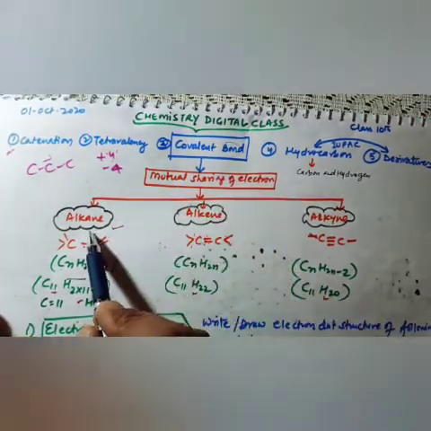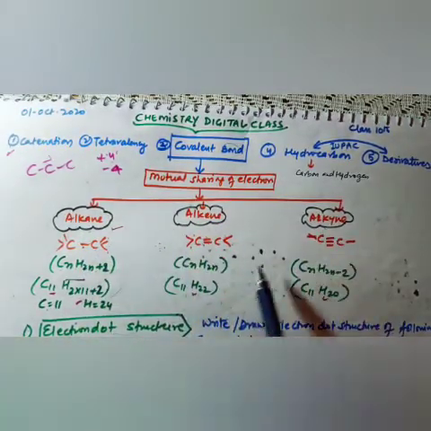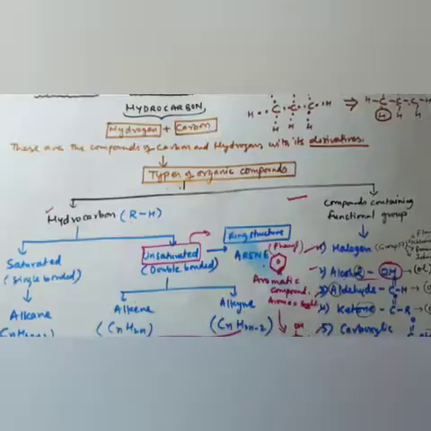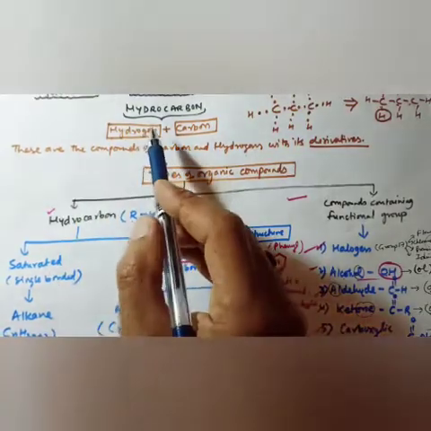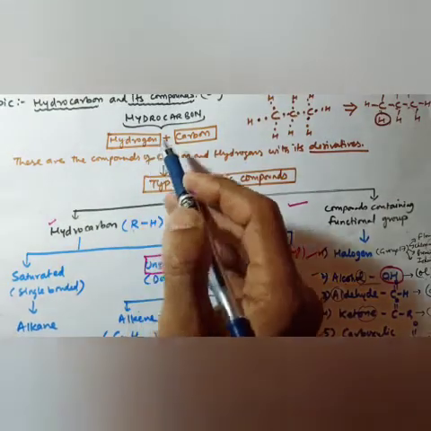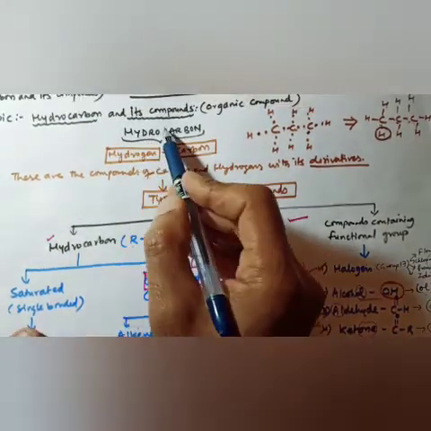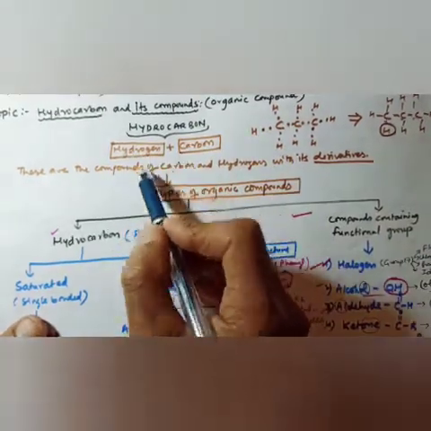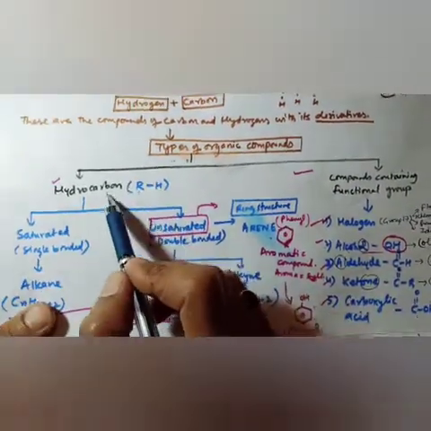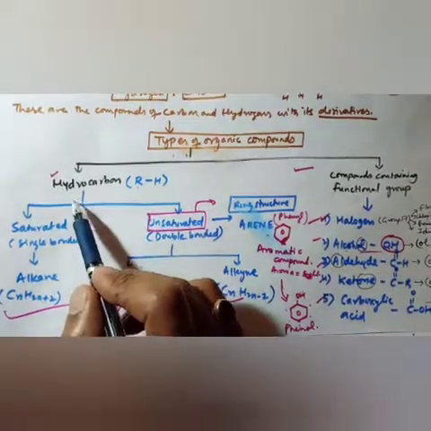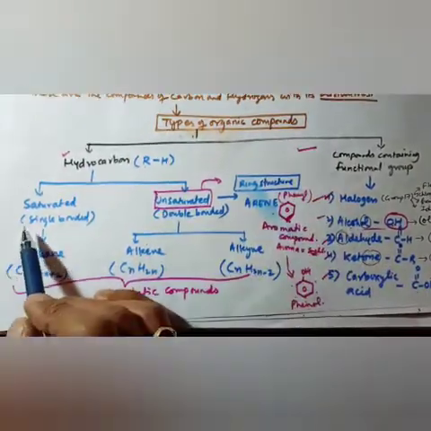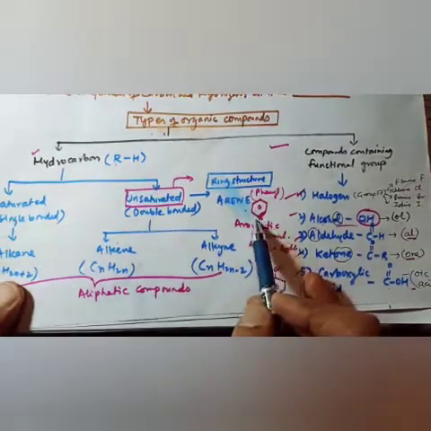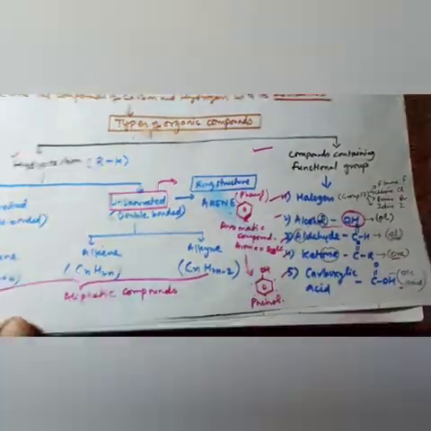And after that, we studied alkane, alkene and alkyne. From there, we talked about electron dot structure. After electron dot structure, we studied hydrocarbon, which is one of the main compounds of organic compounds, that is, compounds of carbon and hydrogen, in which we studied that there are different types of organic compounds, hydrocarbon and its derivatives, where hydrocarbon is saturated, unsaturated, alkane, alkene, alkyne, then their functional group.